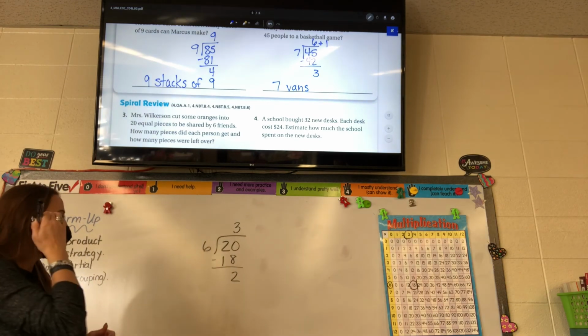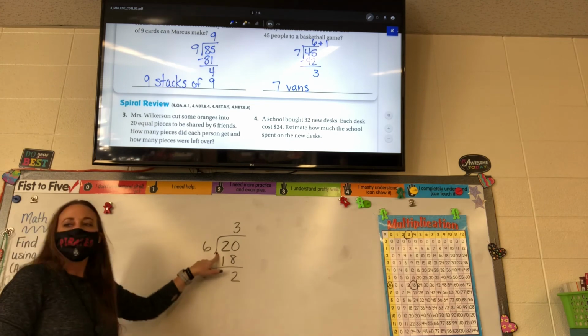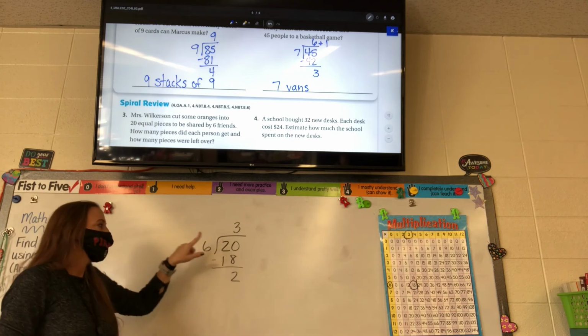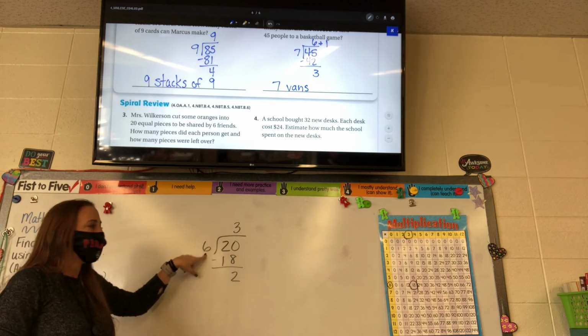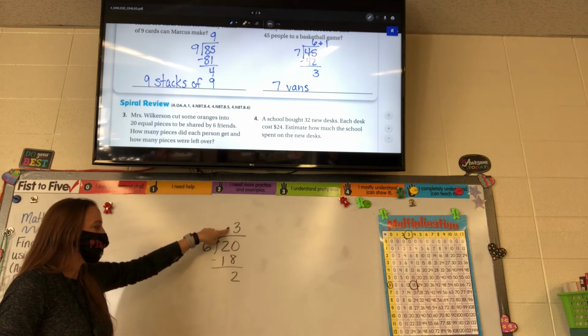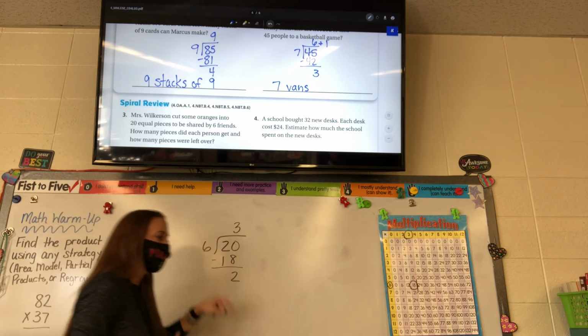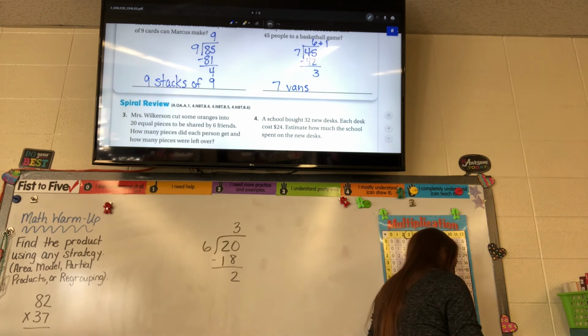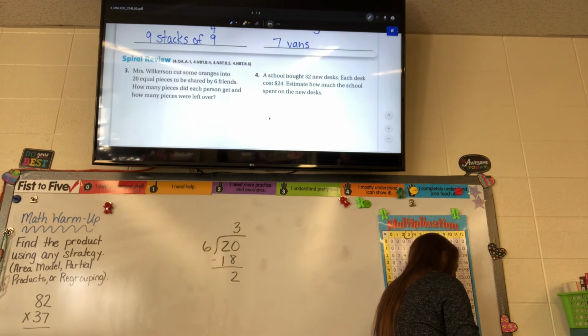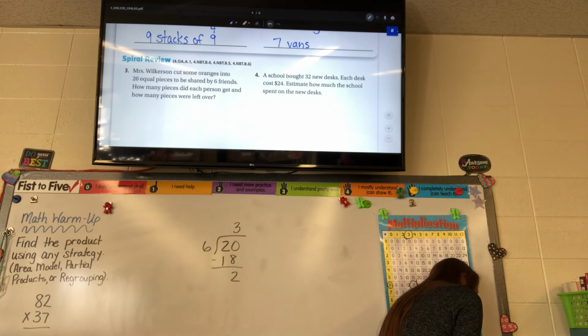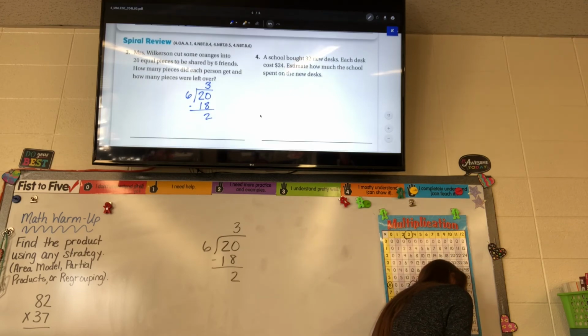2. No? 3. We have 20, guys. 6. And they're divided evenly by 6 people. Each kid would get 3 pieces. How many left over? 2. So 3 remainder 2. No, that's not how we're writing it. Okay, so 20 divided by 6 is 3. So how many pieces did each person get? 3 pieces with 2 left over.